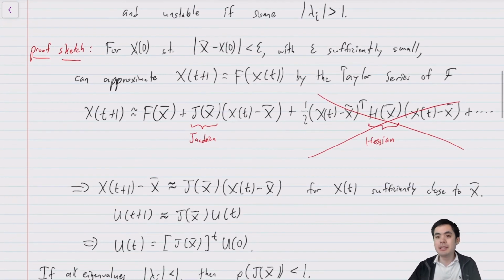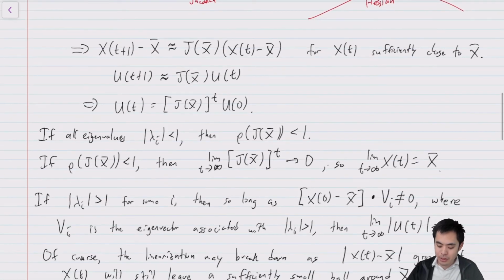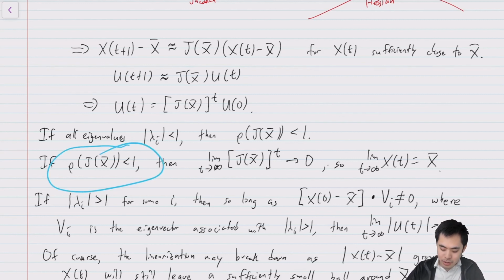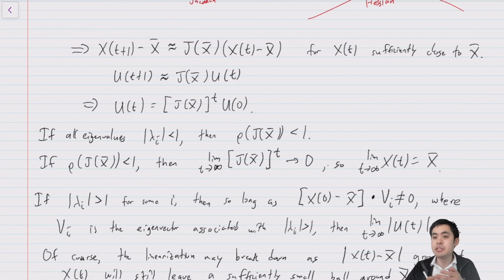The proof sketch basically followed the exact same scheme as the proof for the first derivative test. The difference is, of course, that you have to be slightly more careful with the eigenvalues, because you might have one eigenvalue that's less than 1 and another eigenvalue that's greater than 1. So in this case, we made use of the fact that if the spectral radius of a matrix is less than 1, then the matrix powers go to 0 as t goes to infinity.